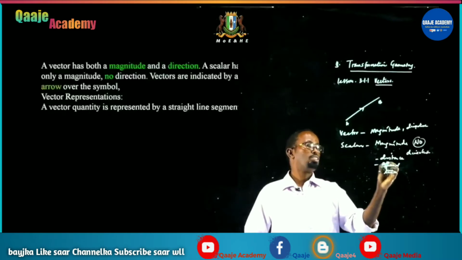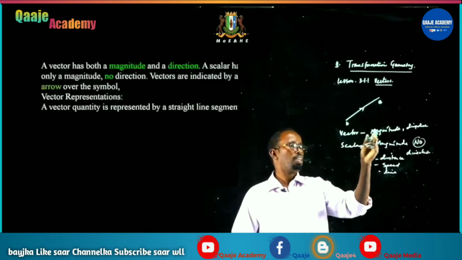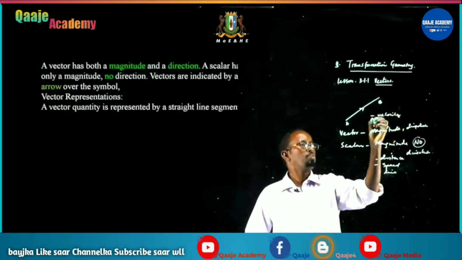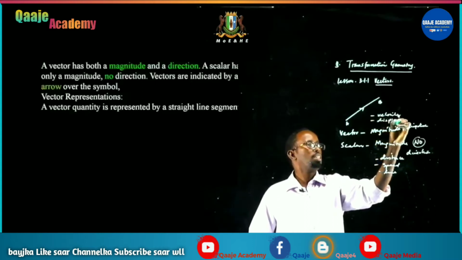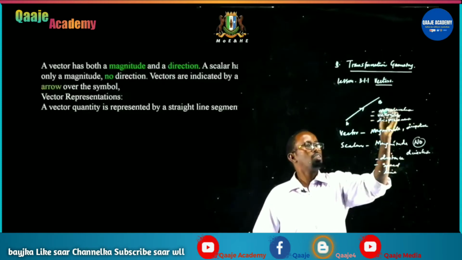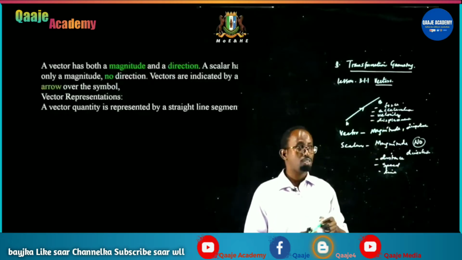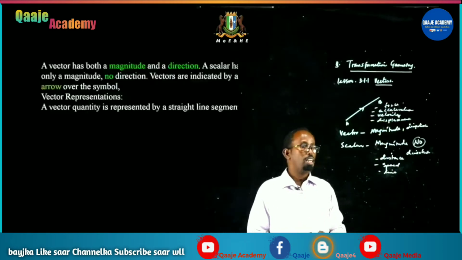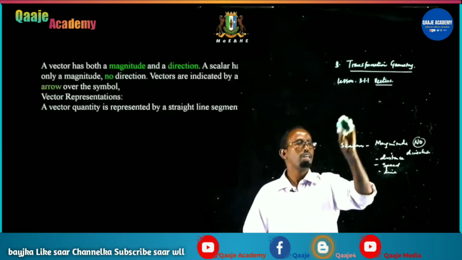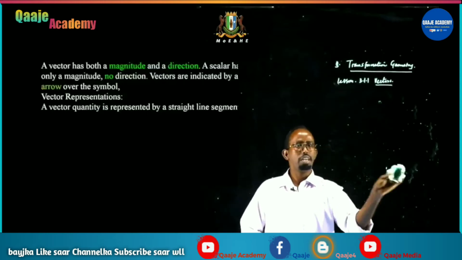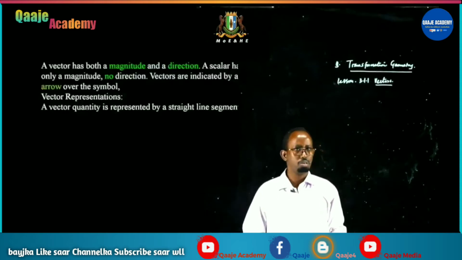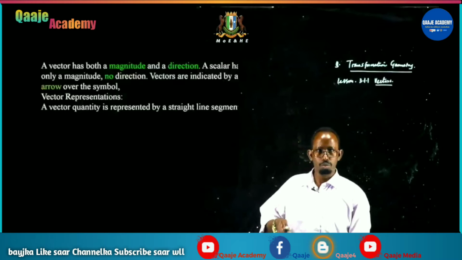Examples of vectors are velocity, displacement, acceleration, force. These are examples of vector quantities. Now we said a vector quantity is represented using an arrow diagram. We normally use an arrow to show the direction of the vector, whereby the magnitude becomes the length, size or modulus of that.